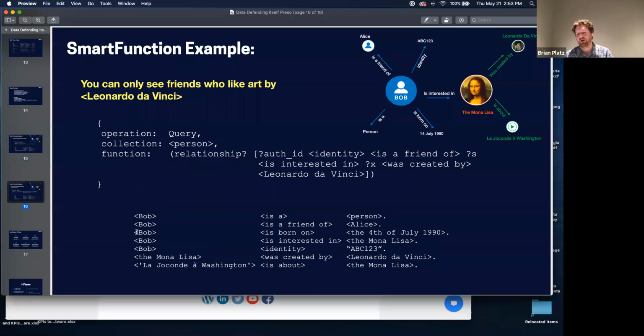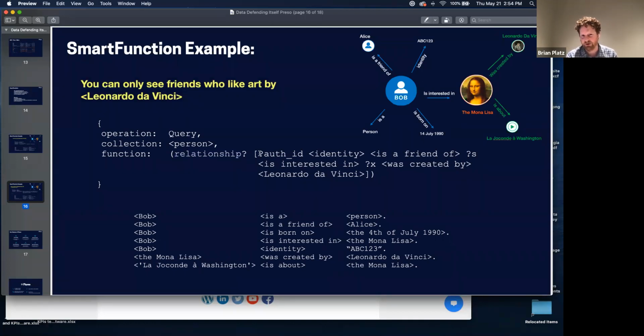Let's do something a little bit more involved. I guess no more complicated, but we're going to expand the rule just to give you a sense of using the same relationship function. Here we're going to look at queries. And what we want to do is say, for some reason, even though I'm connected to friends, the only people who are my true friends are people who like art by Leonardo da Vinci. And therefore, even if someone is a friend, if they don't like art by Leonardo da Vinci, I don't even want to know they exist. Effectively, that data disappears. It doesn't exist for me. And this would be an example of a smart function that could enforce that particular rule.